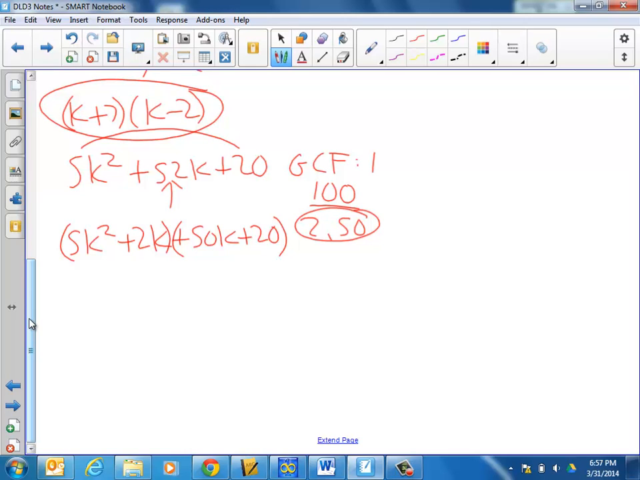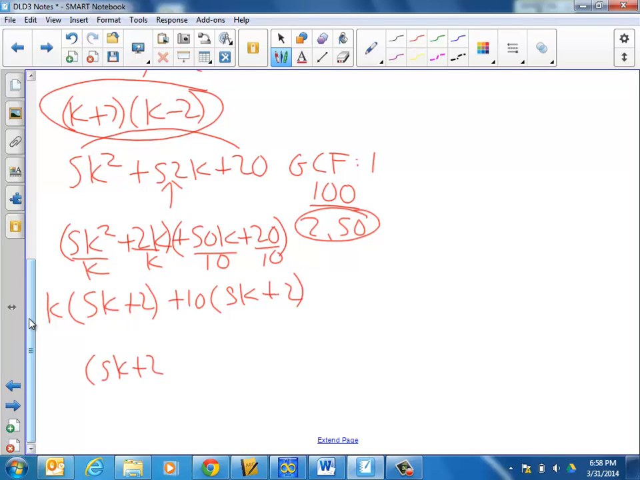From the first set of parentheses we can pull out a k, leaving us with 5k plus 2. From the second set of parentheses, I see a 10 there. We've got a 50 and a 20. So we'll pull out a positive 10 in front, leaving us with 5k plus 2. All right, great. We're seeing the same thing in each set of parentheses 2 times here. So out in front, we've got a 5k plus 2 multiplied by a k plus 10. All right, we factored that guy.